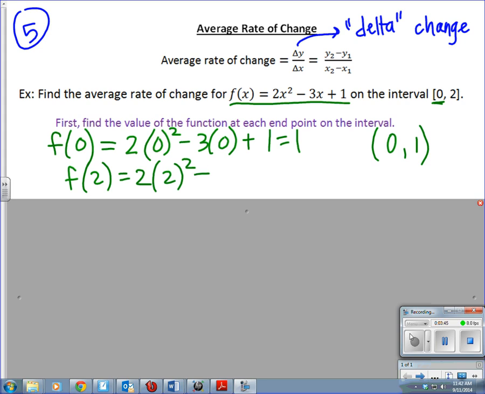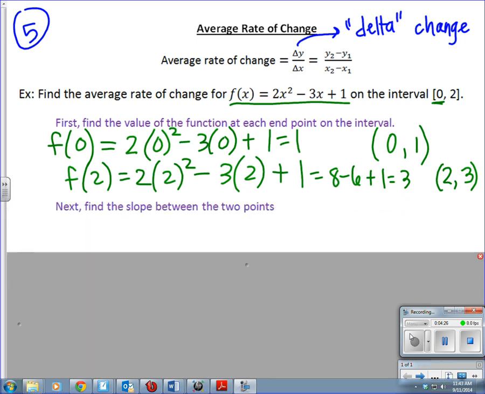But yes, you do the exponent first. Okay, because exponent comes before multiplication in the order of operations. So you would do the 2 squared. Not that it matters in this case, but 2 squared is 4, times 2 is 8, minus 3 times 2 is 6. So 8 minus 6 plus 1 equals 3. So then that ordered pair will be what? (2, 3), because we plugged in 2 for x and we got a y value of 3. Okay? So now we can use those 2 points to find the slope.